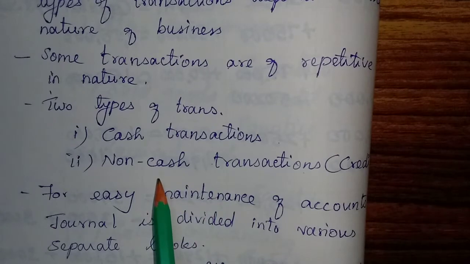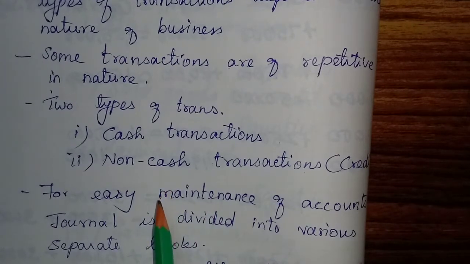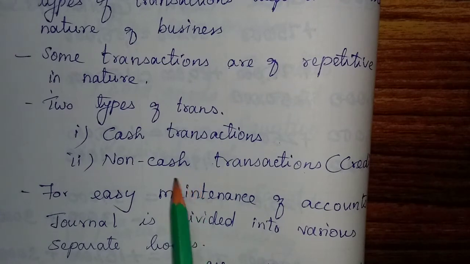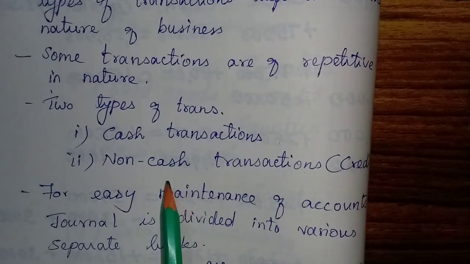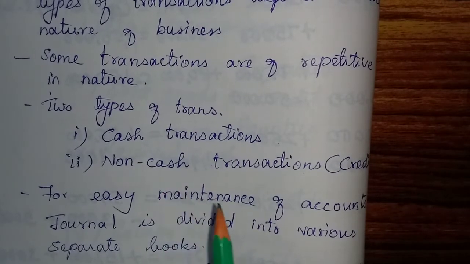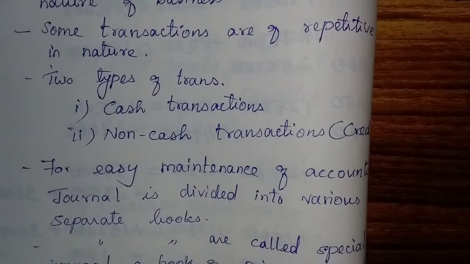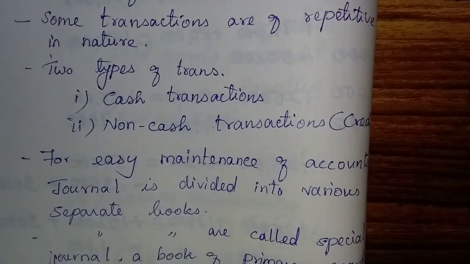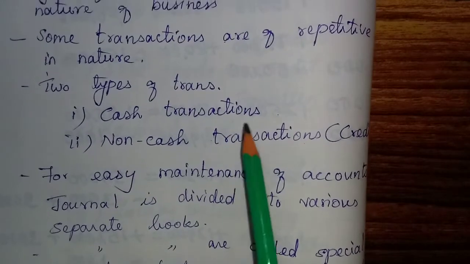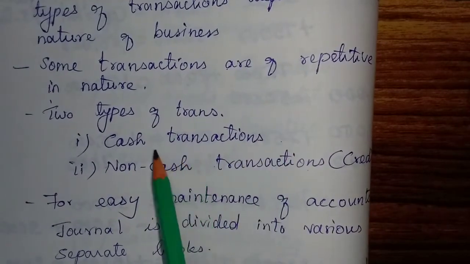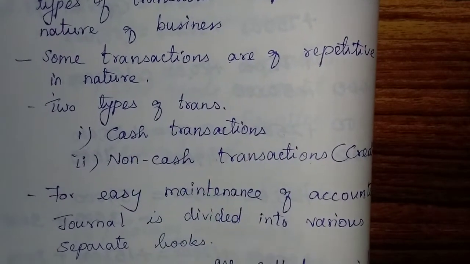Then if we send back some of the goods to the suppliers, they are called purchases returns. That will be written in another book, the purchase returns book. In the same way, the sales book: in the sales book we will enter only the credit sale of goods. We will learn this later. So journal entries are now divided into various books.